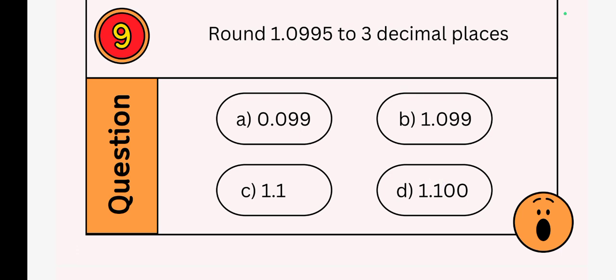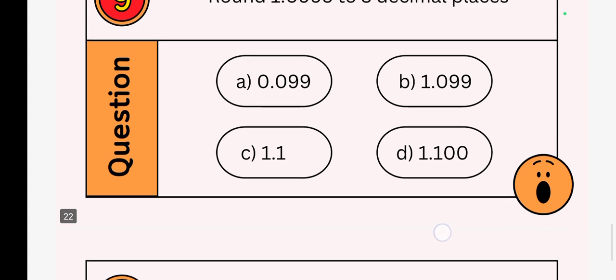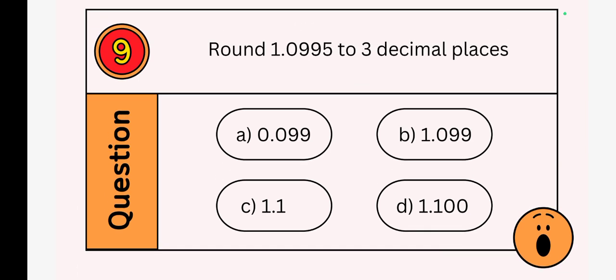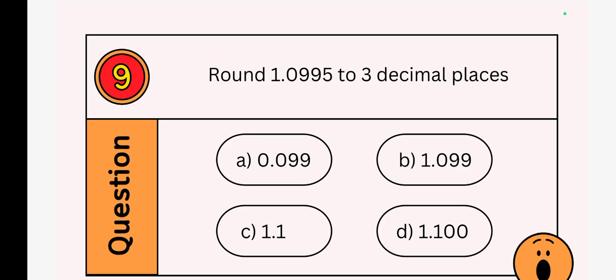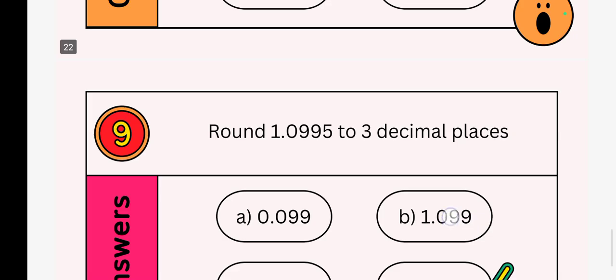Now we are converting 1.0995 to 3 decimal places. It means there are 4 decimal places, and now we are changing it to only 3 decimal places. So if you take it to 3 decimal places, I think this will be 1.100. Now we are allowed to take only 3 decimal places, so 1.100, because 0.099 can be converted to 0.100.